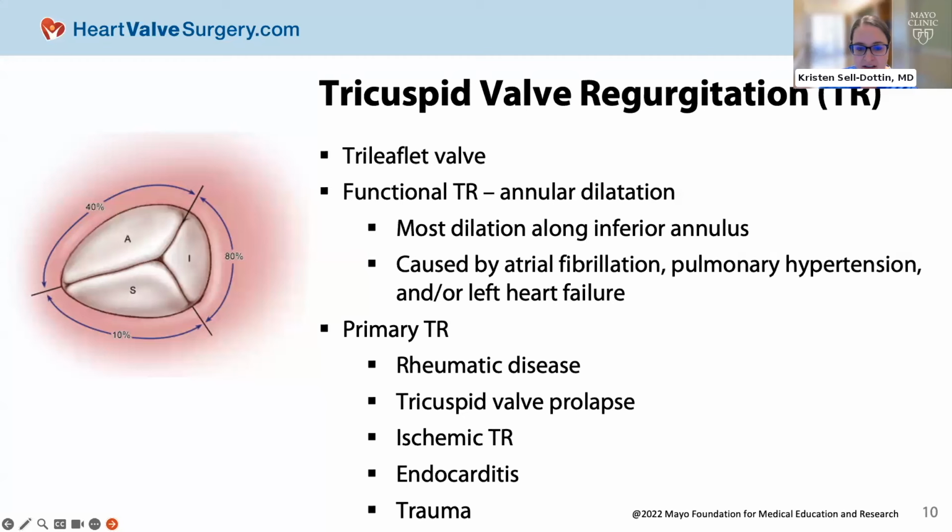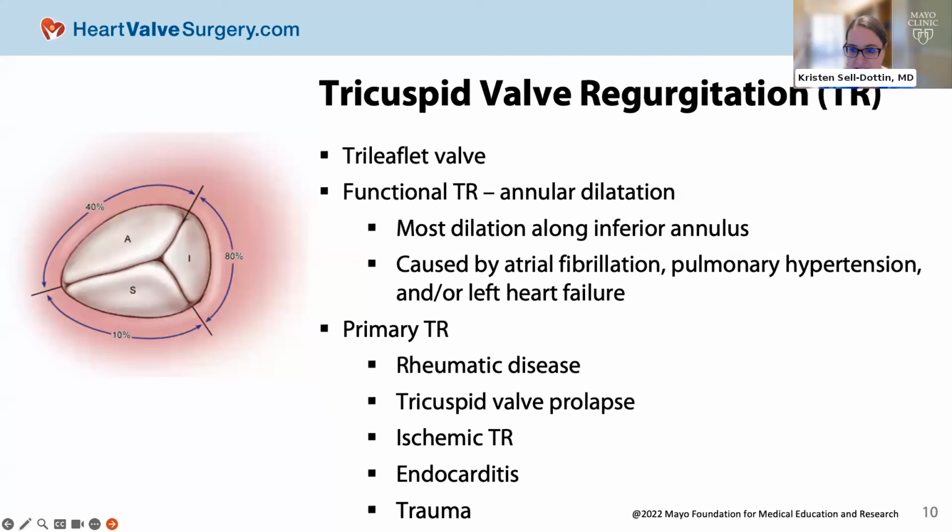Most of this happens along the inferior annulus. If you can see my mouse, the I here is for inferior or posterior leaflet of the valve, and this is where the majority of that annular dilation occurs. This can be caused by a number of things: heart rhythm issues, pulmonary hypertension, or even left-sided heart failure, either pump failure or valvular disease on the left side of the heart.